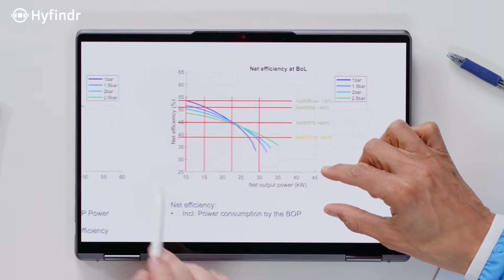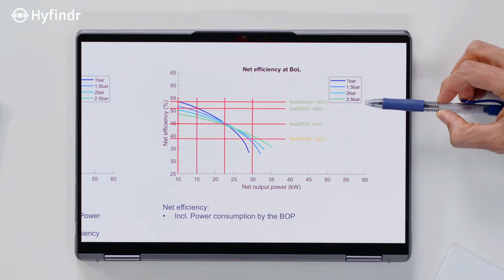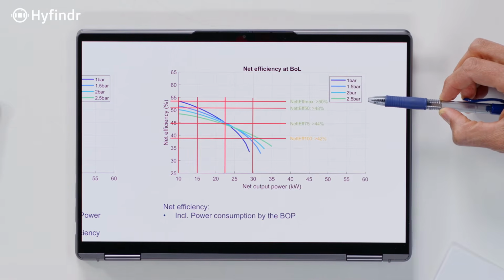Zoom that a bit. Yeah. That goes down, and that is because when we run the system at 2.5 bars, we need a very huge compressor, and the energy consumption of this compressor would be very high. And let's also think about other components, for example, the cooling pump.